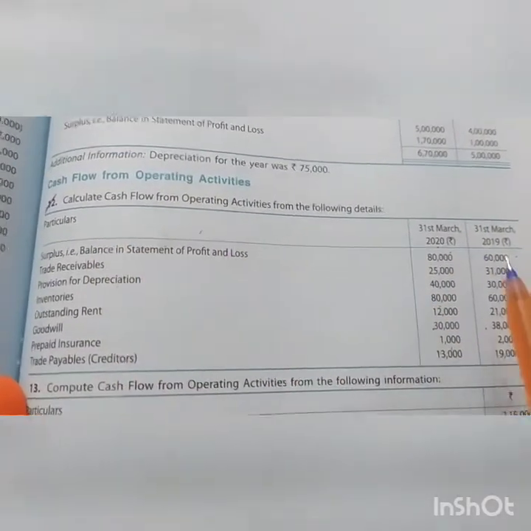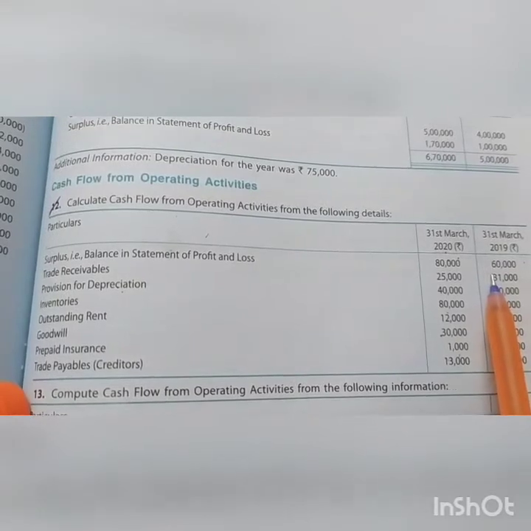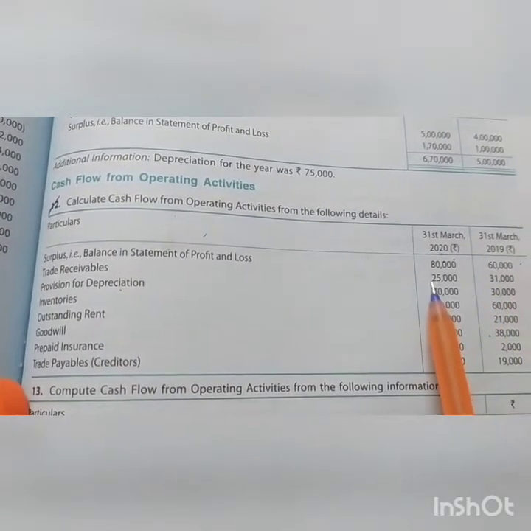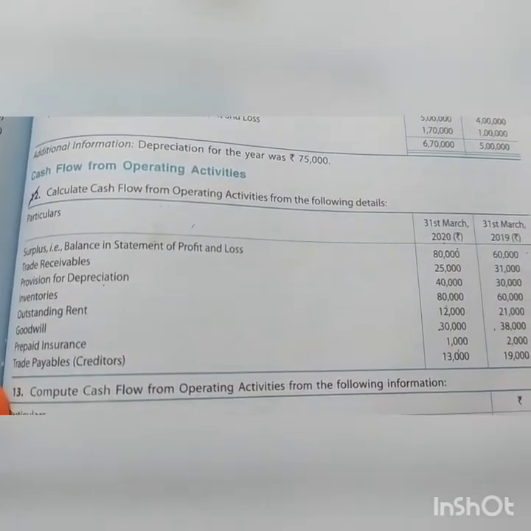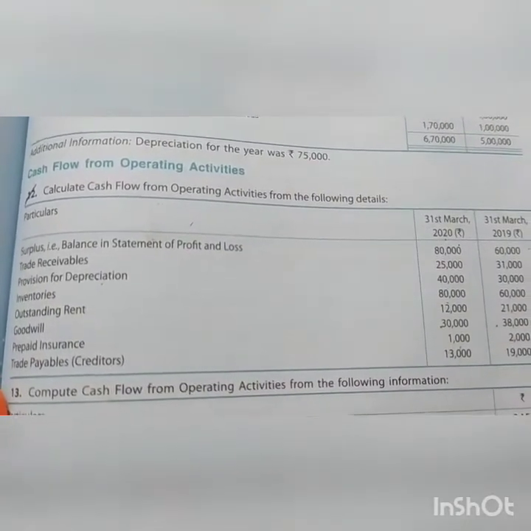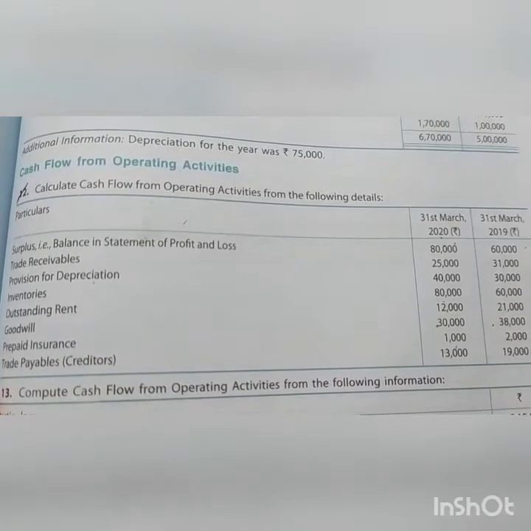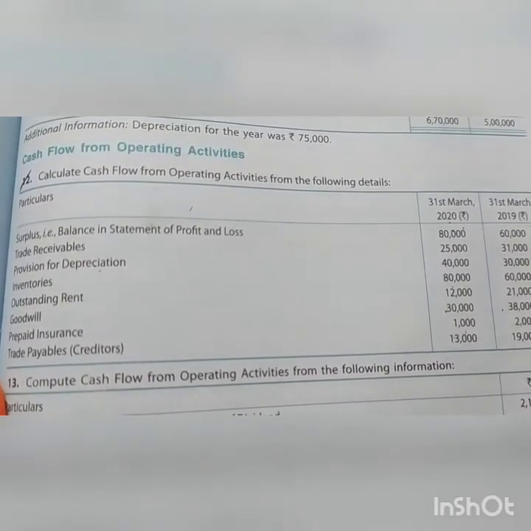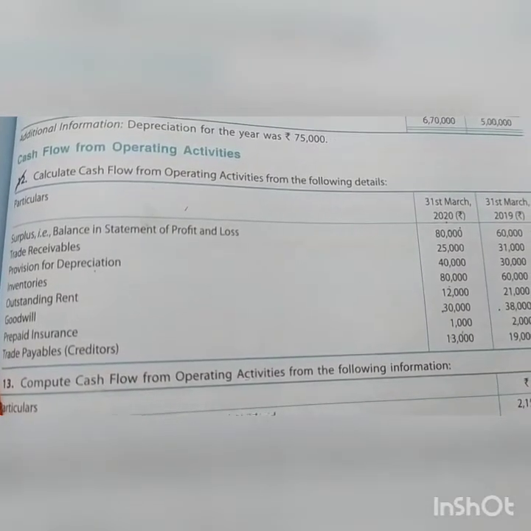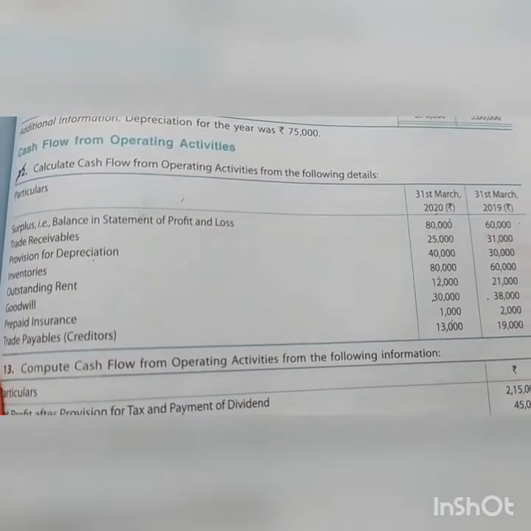Here we have trade receivable from 31,000. It has been decreased to 25,000. 6,000 you will add because it is decreasing. Inventories. See inventories, what is happening? From 60,000 it has been increased to 80,000. Increase in current asset we are going to subtract.